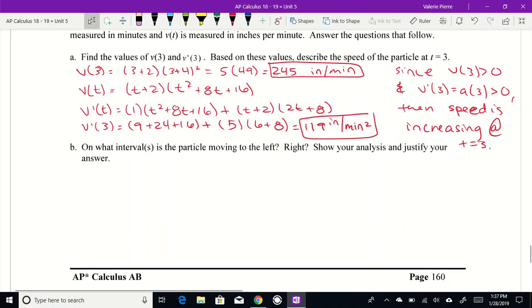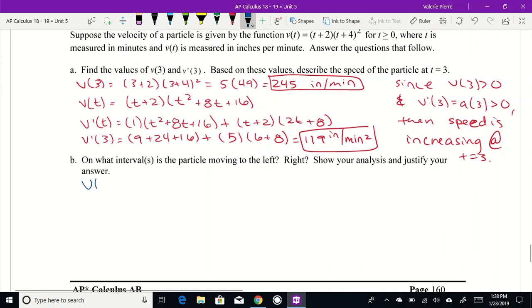On what interval or intervals is the particle moving to the left or to the right? So our particle is moving to the left or to the right, depending on the sign of my velocity. So I'm going to make a sign chart for my velocity. And I know that v of t is equal to 0 at t equals -2 and t equals -4, which are not on our interval because our interval is t greater than or equal to 0.